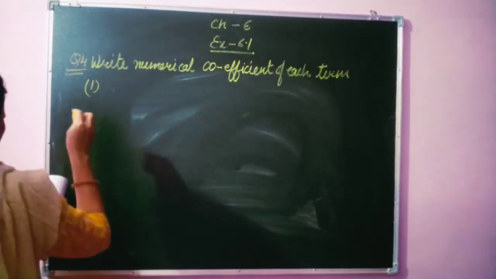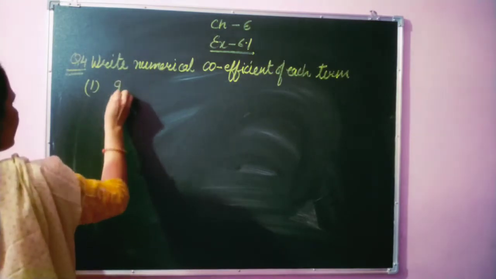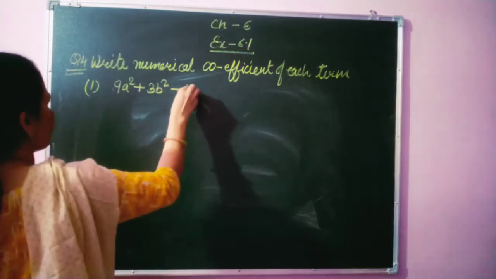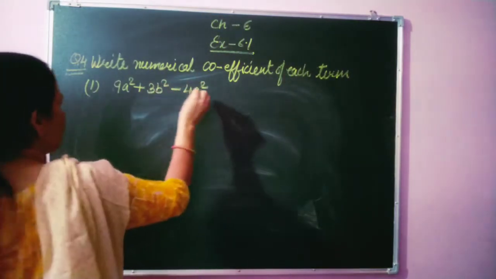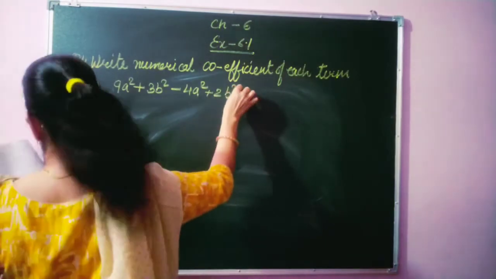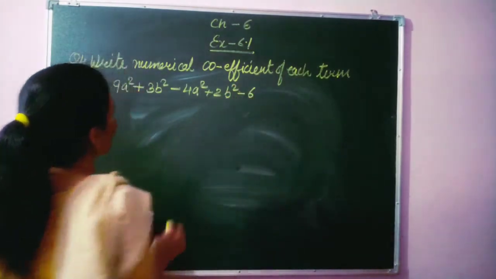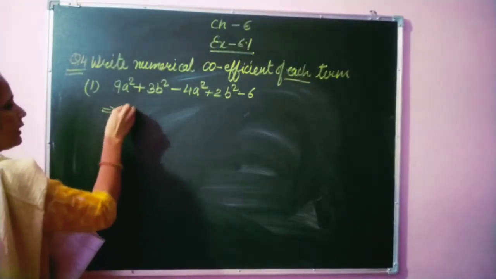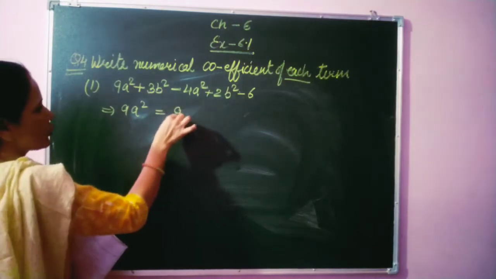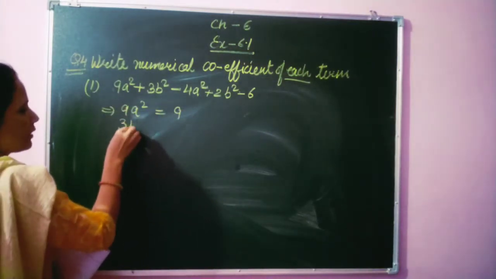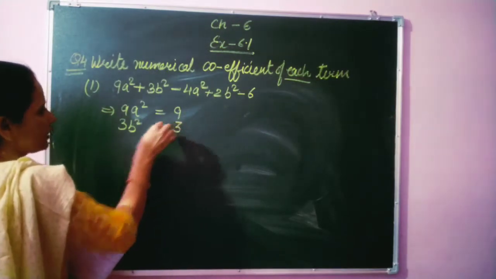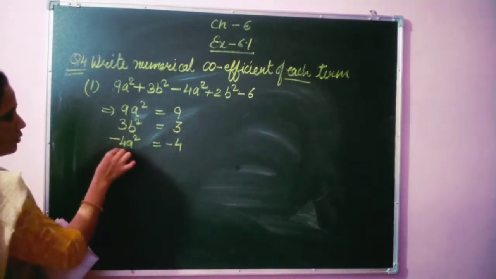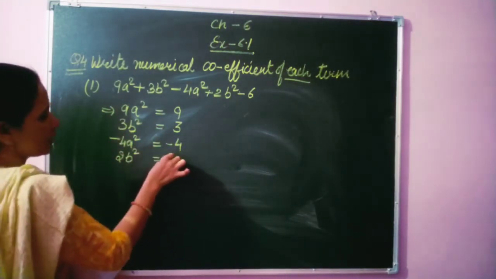In the first question, the algebraic expression given is 9a square plus 3b square minus 4a square plus 2b square and minus 6. So we have to write the numerical coefficient of each term. First, 9a square, its numerical coefficient is 9. 3b square, its numerical coefficient is 3. Minus 4a square, its numerical coefficient is minus 4. 2b square, its numerical coefficient is 2.